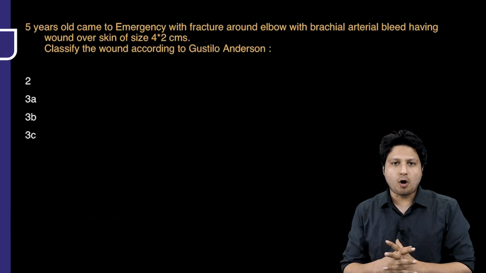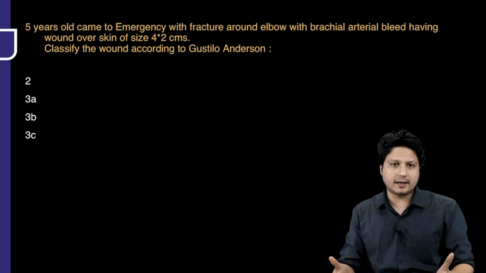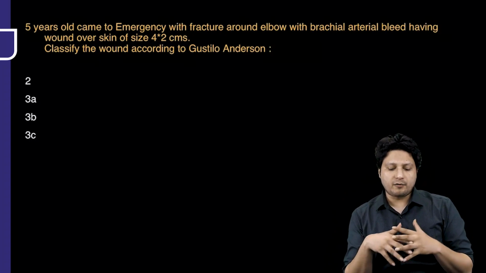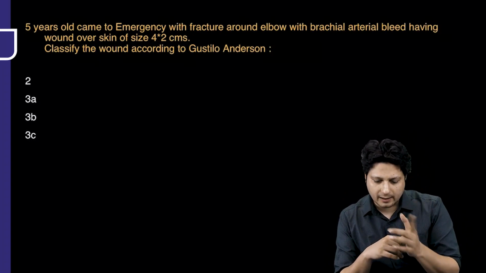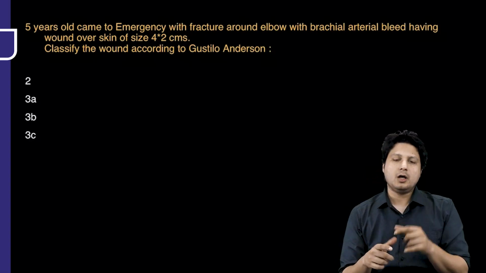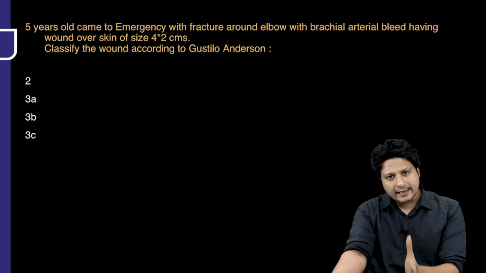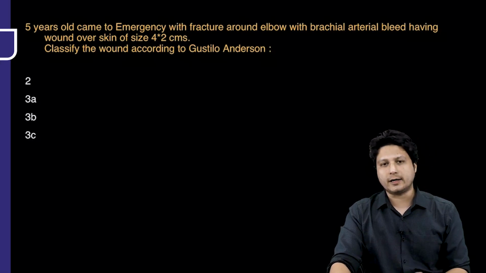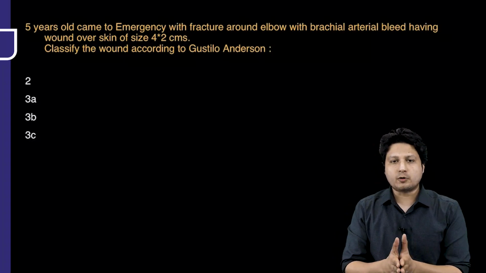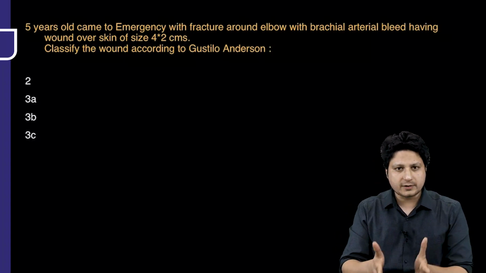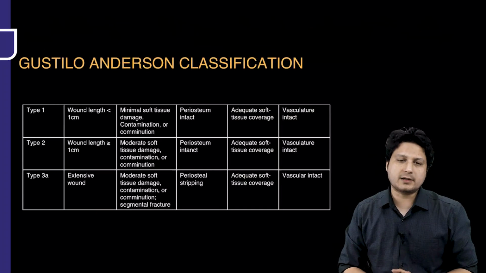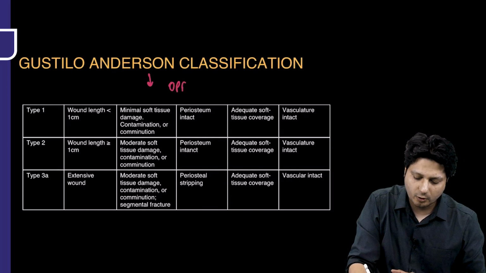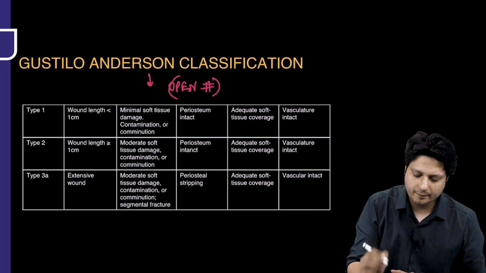Now let's have a discussion of how open wounds are categorized or how open wounds are classified. Now just listen to this question: a 5-year-old came to emergency with a fracture around the elbow joint with a brachial arterial bleed. Now an open fracture is there associated with the brachial arterial bleed. How will it be categorized according to Gustilo-Anderson? That means we are going to have a basic talk on open fracture classification, and that open fracture classification was given by Gustilo-Anderson.